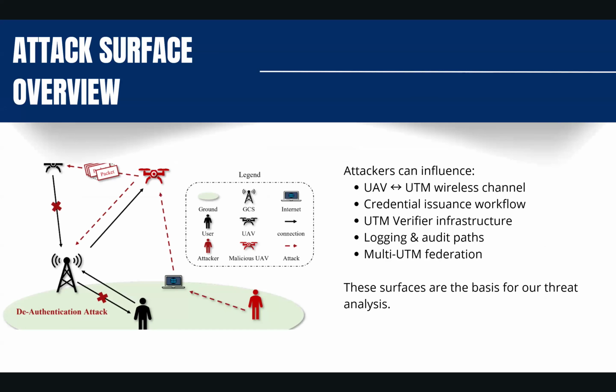Okay. This slide highlights where attackers can interact with or exploit the system. The main attack surfaces include the wireless channel between UAV and UTM, the credential issuance workflow, and the verifier infrastructure itself. Attackers could also target audit logs and multi-UTM federation links. These areas form the basis for our STRIDE and LINDDUN threat analysis.